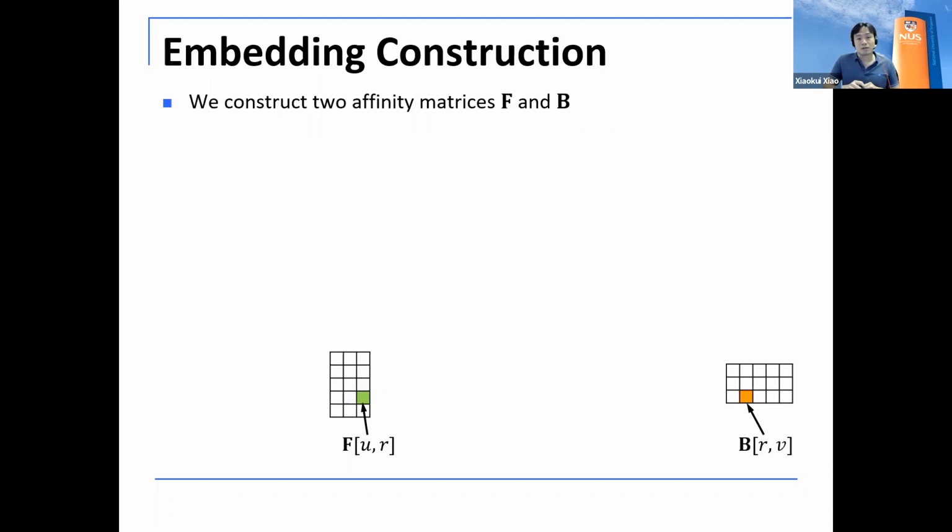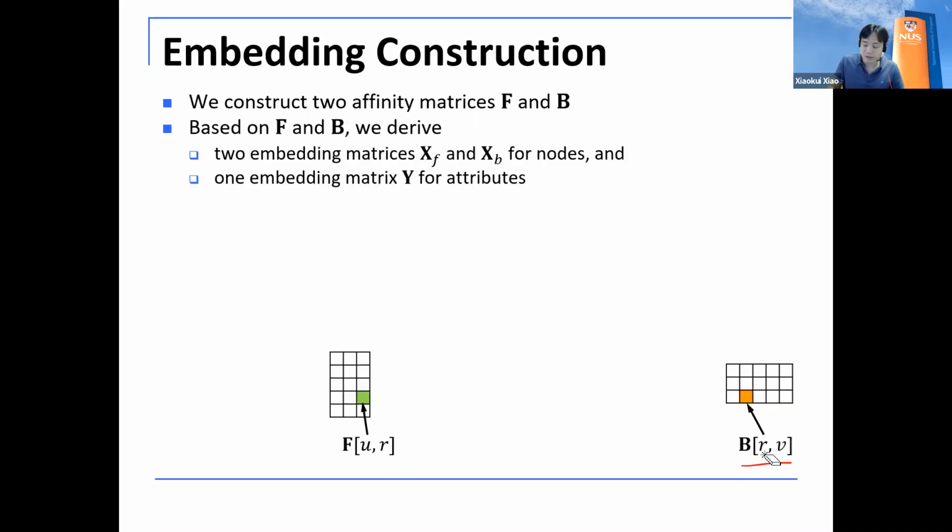Okay, so the way that we construct our embedding is as follows. We first construct the two affinity matrices. The first one is for node to attribute, and the other one is for attribute to node. And then based on these two affinity matrices, we'll construct two embedding matrices for the nodes in a way that is similar to our non-attributed graph approach. And then we'll also construct one embedding matrix for the attributes.